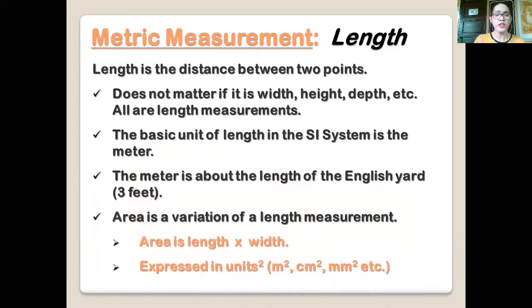So area is a variation of a length measurement. Area is length times width, expressed in square units: square meters, square centimeters, square millimeters, etc. As you can see there on the screen.